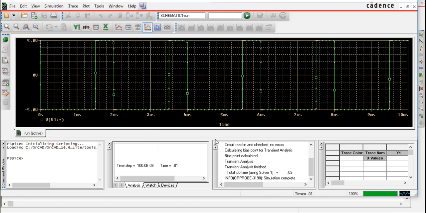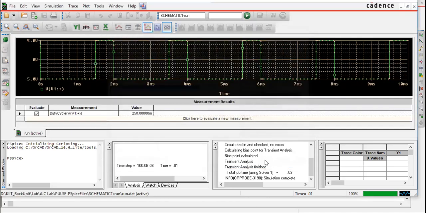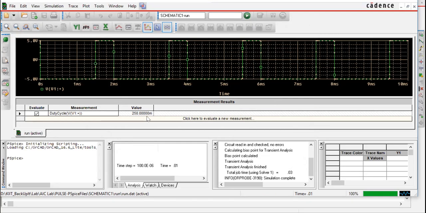Okay, so the duty cycle for this pulse we can also evaluate by going here, measurement, evaluate measurement, and let's say duty cycle of this pulse, this is V1. Okay, so duty cycle is 250. Of course we can calculate it: 250 milliseconds means on period divided by total period. The on period is only 0.5 millisecond and the total period is 2, so if we calculate, we get 250 milliseconds. Thank you.